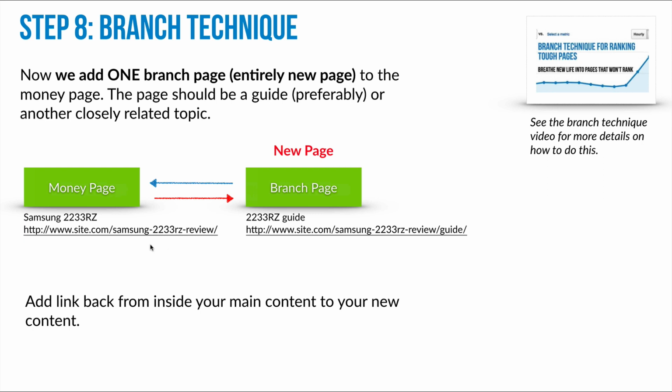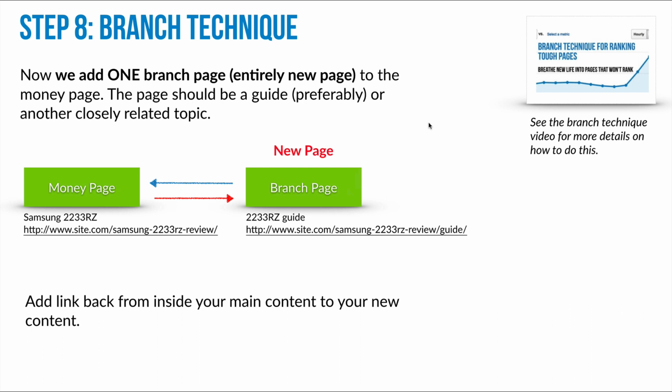So the way it looks in terms of URLs is if your page is site.com/Samsung2233RZ/review, and we create a guide, then it's going to be site.com/Samsung2233RZ/review/guide. So this is the new page that you're going to create. It's going to be a new standalone page that is related to your main money page. It basically reinforces your main money page, and you interlink them both. So basically the money page links to the branch page, and the branch page links to the money page.